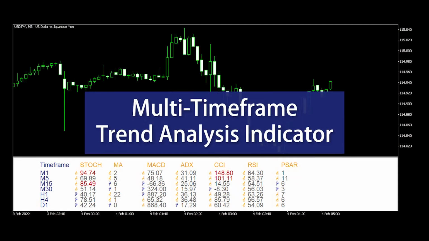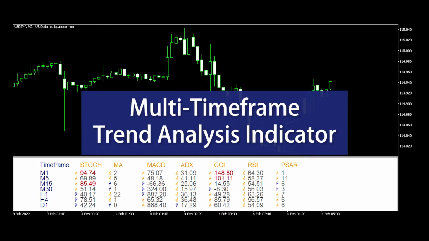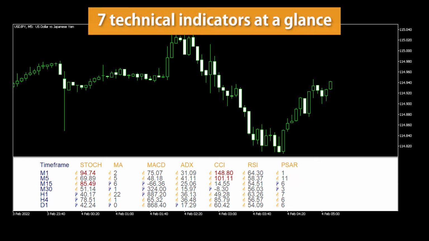Today, we'll take a look at the Multi-Timeframe Trend Analysis Indicator, the tool that displays 7 technical indicators on a single chart. You can see which direction the indicators are going at a glance. Some oscillator indicators change colors when they reach a certain high or low, which can help you anticipate trend changes.